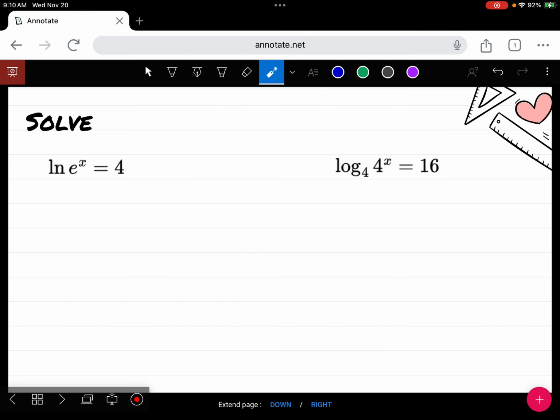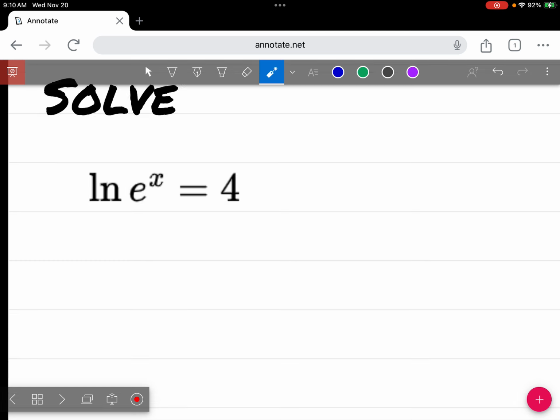So here's our first two. My iPad's freaking out. We've got the natural log of e to the x equals 4. Solve means we're trying to figure out what x is. So start by simplifying things as much as you can. So on this first one, what do we notice? What can we simplify?